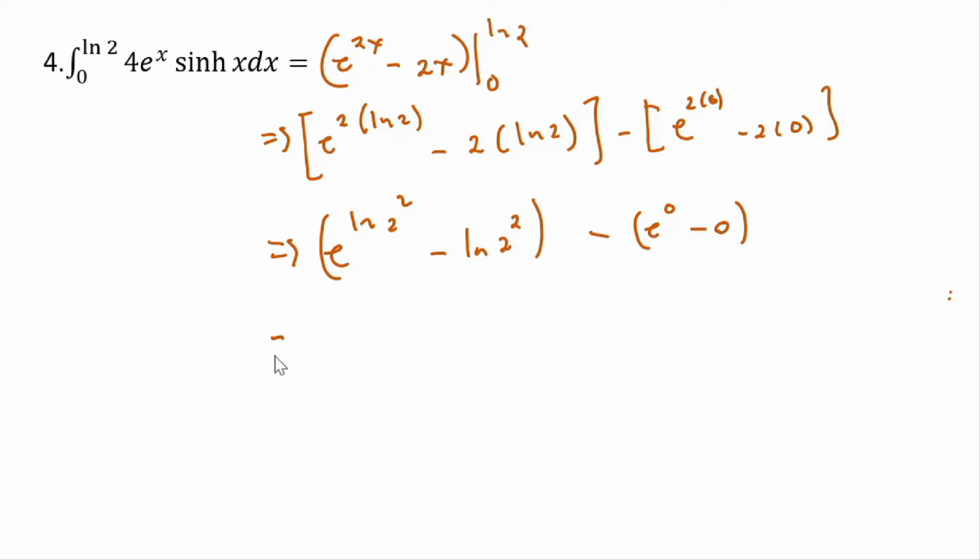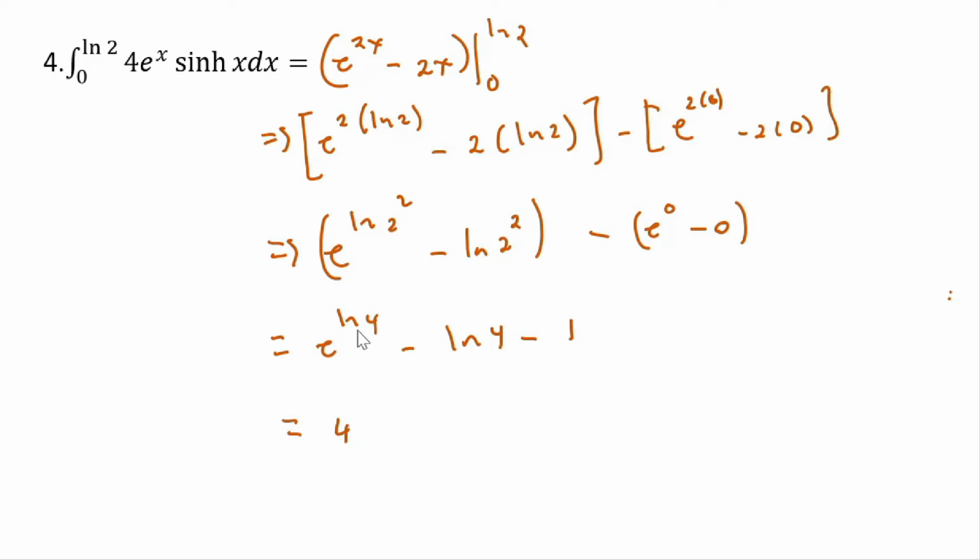Therefore, we can now simplify this one as e raised to ln of 4 minus ln of 4 minus e raised to 0 is 1 minus 0 is just equal to 1. And then on the first term, we have e raised to ln of 4 that is now can be written as 4, because e raised to ln of 4, we can cancel the e and the ln because they are reciprocal to each other.